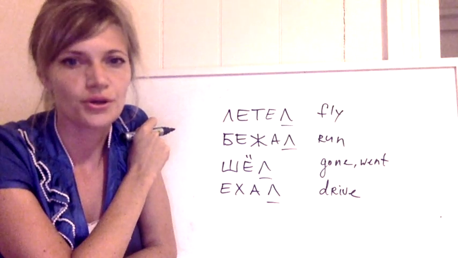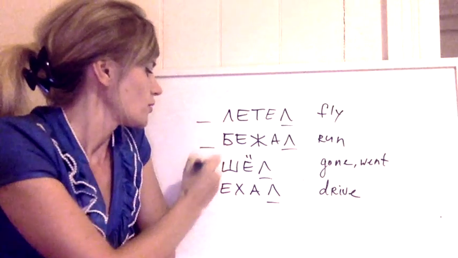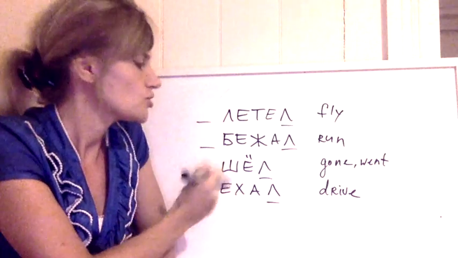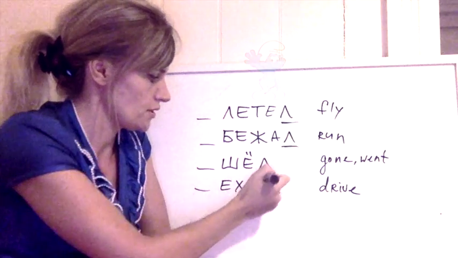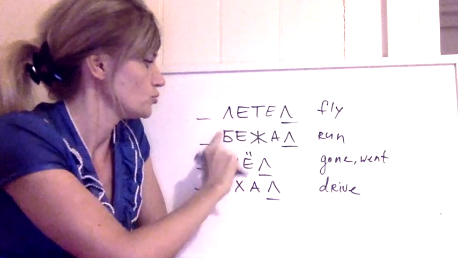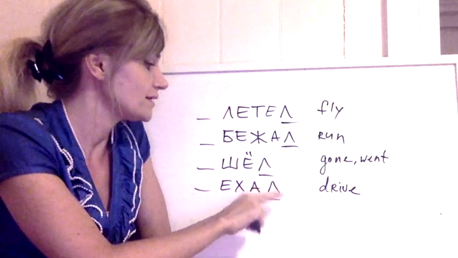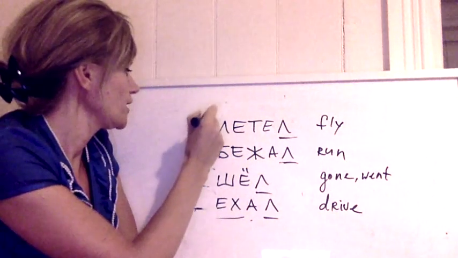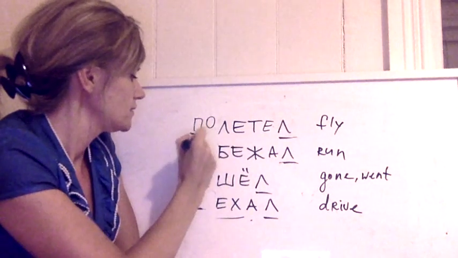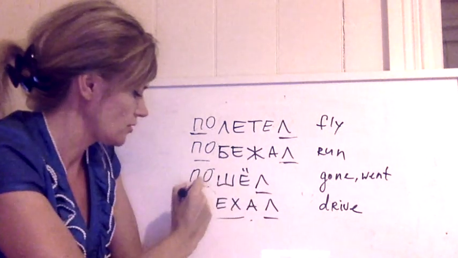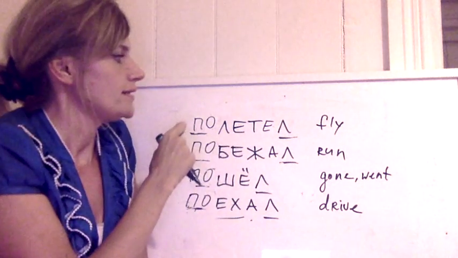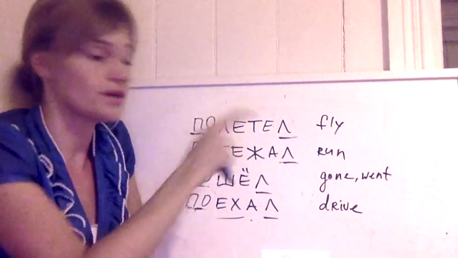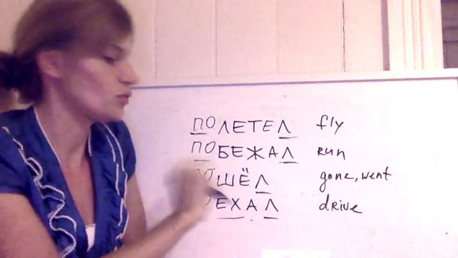To our conversation earlier, prefixes with different verbs work differently, especially with the verbs of movement, like летел, fly. You see, I put this in the masculine gender. Летел, he flew, бежал, he ran, шел, he went, ехал, he drove. For example, if you put по here: полетел, побежал, пошел, поехал. You can hear this in my voice. Полетел, побежал. It's he went flying. Побежал, he went running. Пошел, he went. Поехал, he went driving.